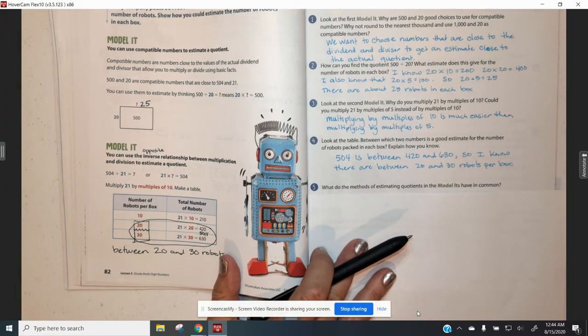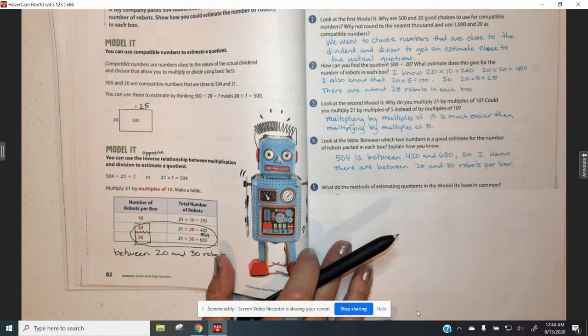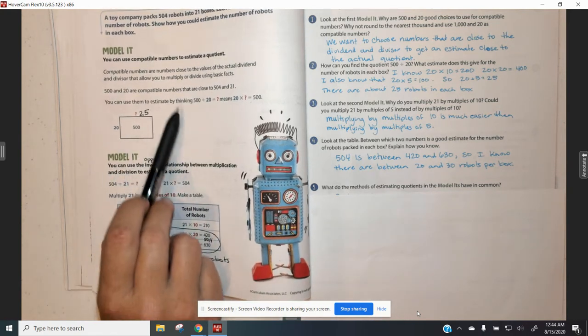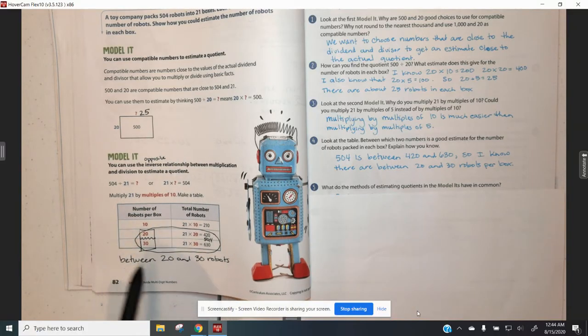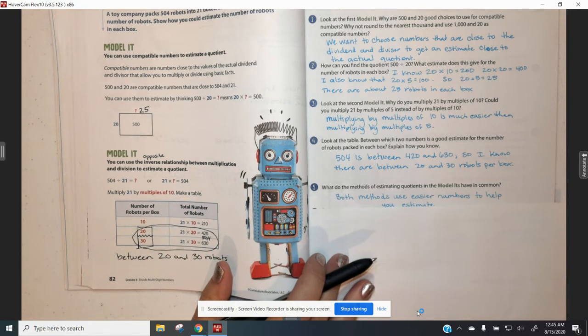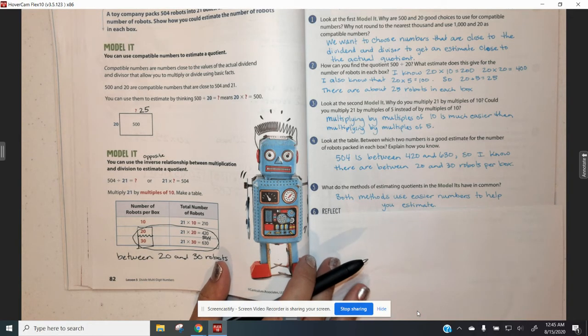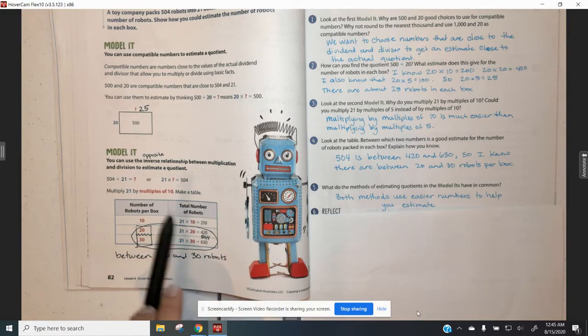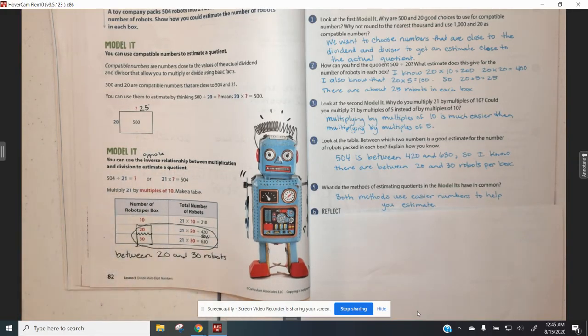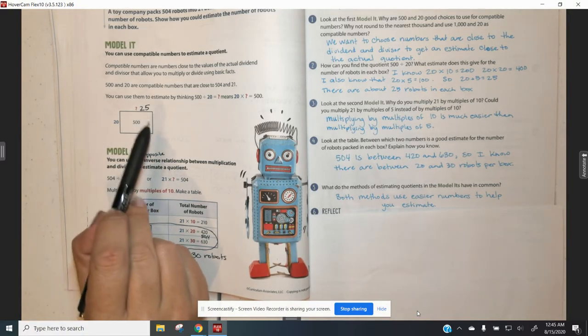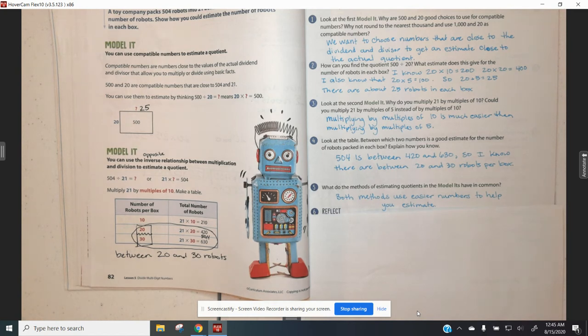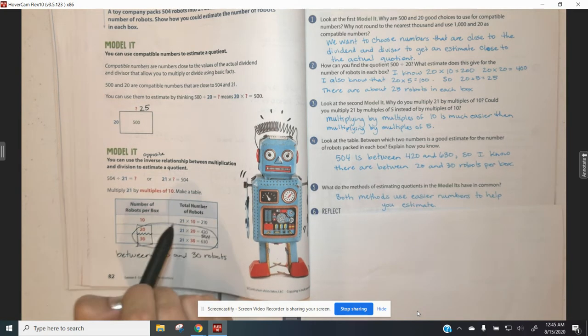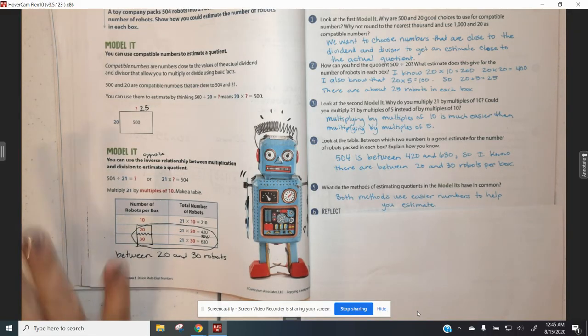So now, what do the methods of estimating quotients in the modelets have in common? What does the compatible numbers and the inverse relationship with the multiples of 10 chart have in common? Both methods use easier numbers to help you estimate. It's that simple. What's nice about both of these is while I don't know in my head what 504 divided by 21 is, I can do what is 500 divided by 20 in my head.